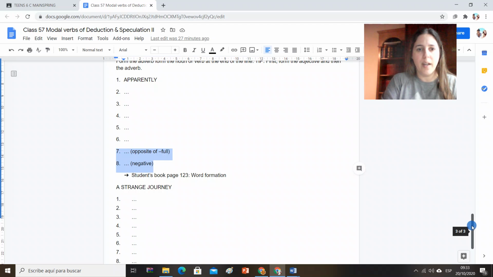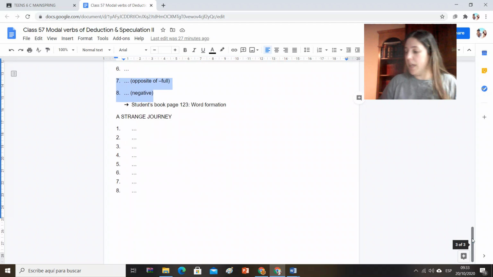And finally, on page 123, you're going to do the word formation exercise about a strange journey.